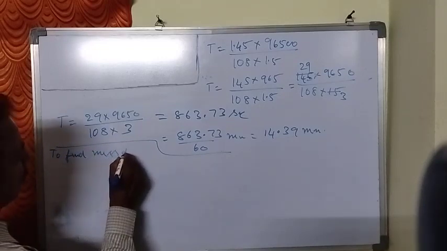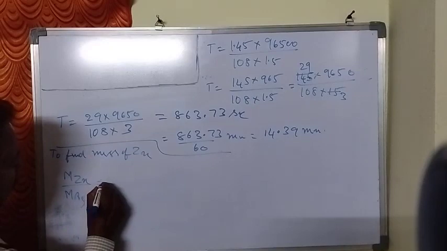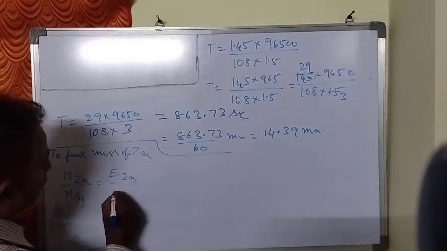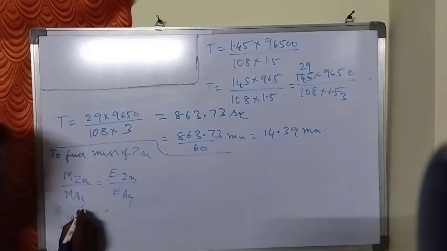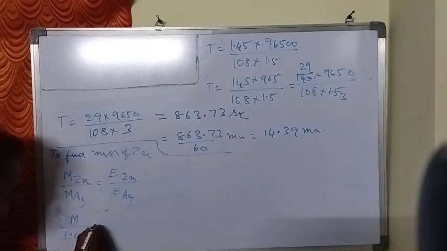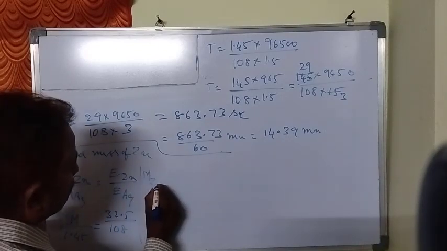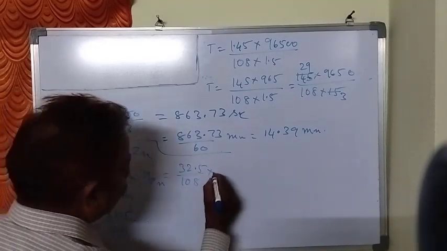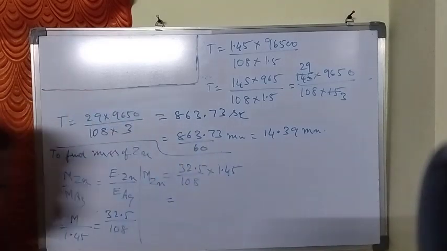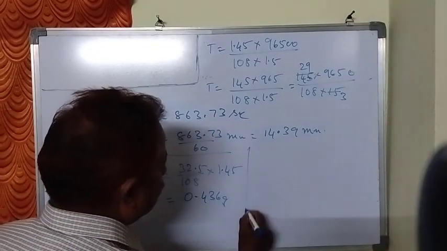Now let us continue to find the mass of zinc. Mass of zinc by mass of silver deposited equals equivalent weight of zinc by equivalent weight of silver. So mass of zinc, this we have to find, by 1.45 is equal to 32.5 by 108. Therefore, mass of zinc is equal to 32.5 by 108 into 1.45. This equals 0.436 gram.